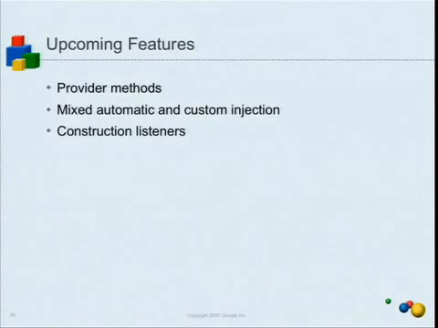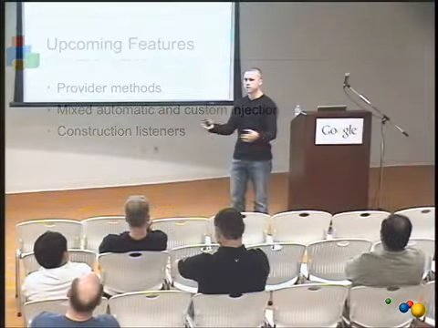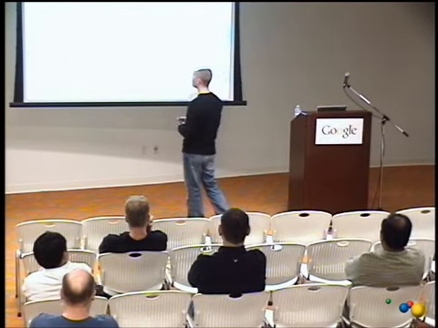The next one is mixed automatic and custom injection. Right now in Guice, you have to make this decision. You either have to let Guice create your object and inject it, or you have to configure it 100% manually. Well, in the next version of Guice, you're going to be able to do a little bit of both. You're going to be able to say, hey, Guice, inject service impl for me, and then let me do some kind of post-injection initialization on it. We're going to make that really easy.